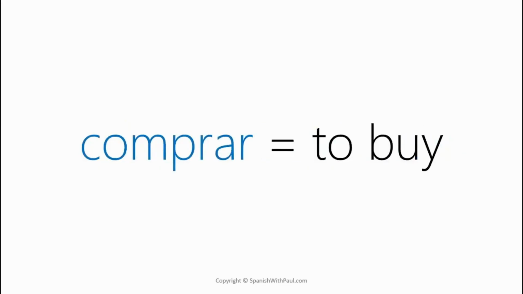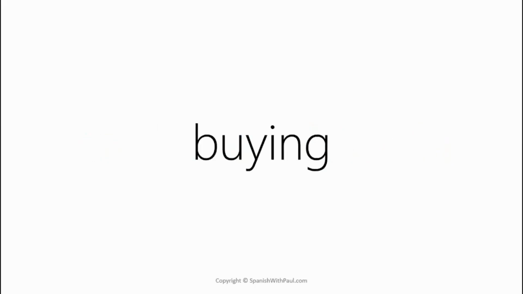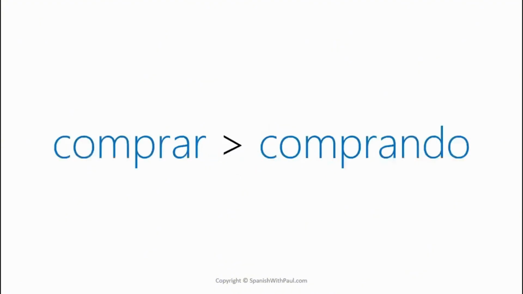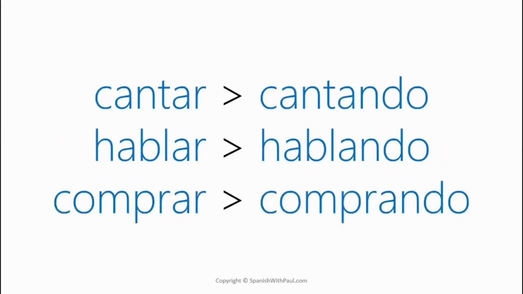Another example would be comprar, to buy. So to express buying with the ing, the sound becomes comprando. So comprar goes to comprando. If we put those three examples on one slide, you can start to hear a very clear pattern. Cantar, cantando. Hablar, hablando. Comprar, comprando. This makes the present progressive in Spanish quite easy to get to. With a little bit of practice, you'll find yourself able to get to the present progressive with pretty much any verb that comes to you. It's just a matter of getting used to the sound of it.